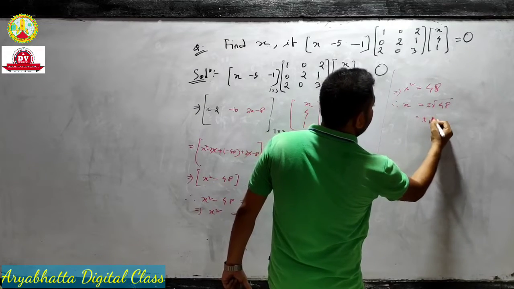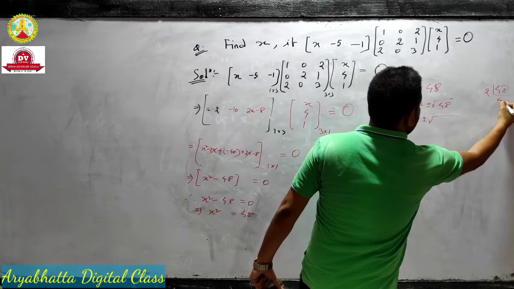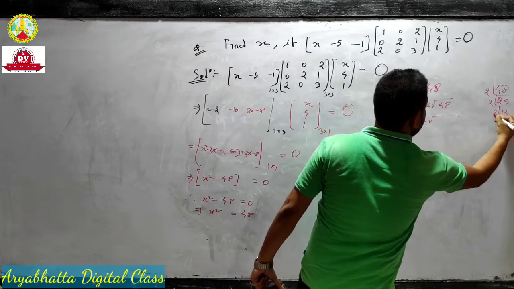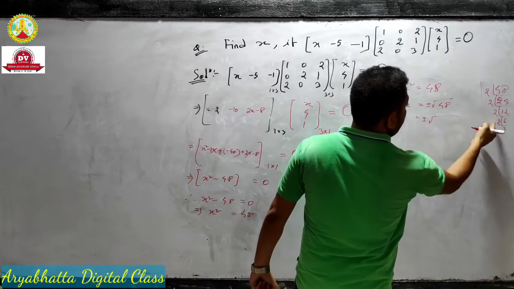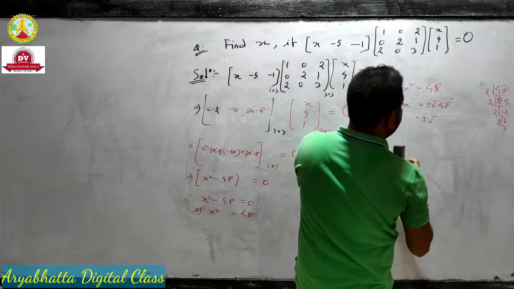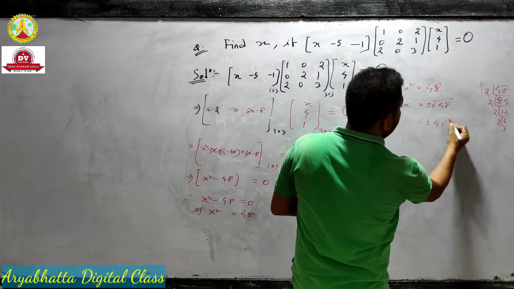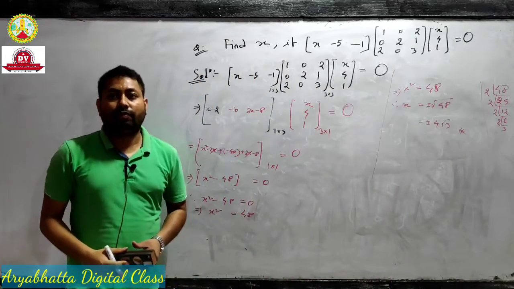Now 48 equals 2 into 24, 2 into 12, 2 into 6, 2 into 3. Therefore, root 48 is plus minus 4 into root 3. This is the value of x. x equal to plus minus 4 into root 3.